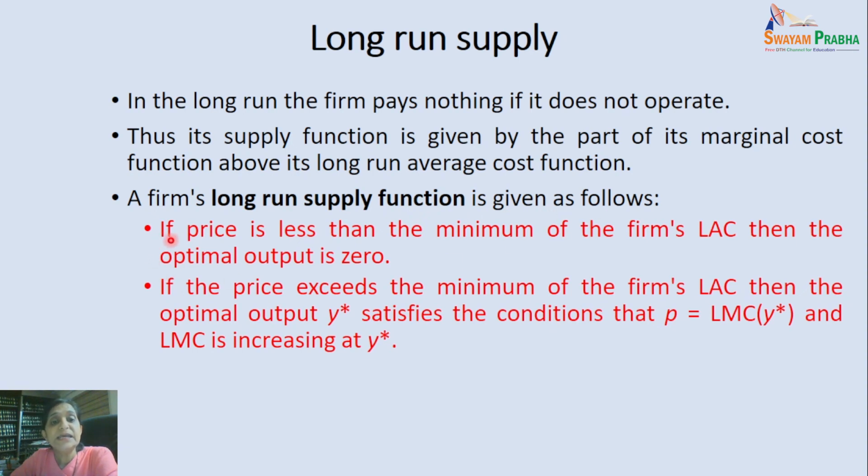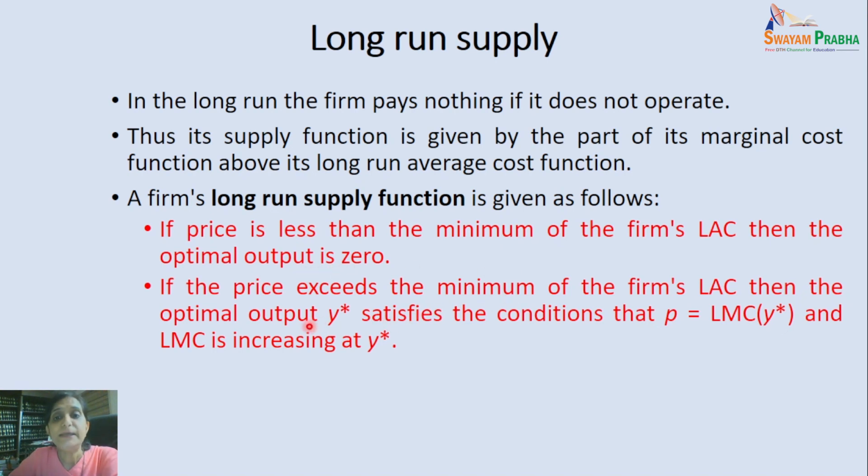It says if the price is less than the minimum of the LAC. Remember, the long-run average cost curve is also U-shaped. Minimum point, minimum efficient scale of production. So if the price is below the minimum efficient scale of production, then the optimum output is zero. The firm should not be producing anything.